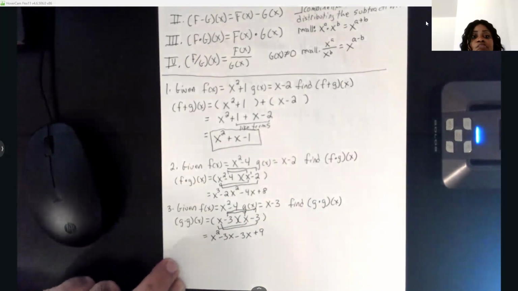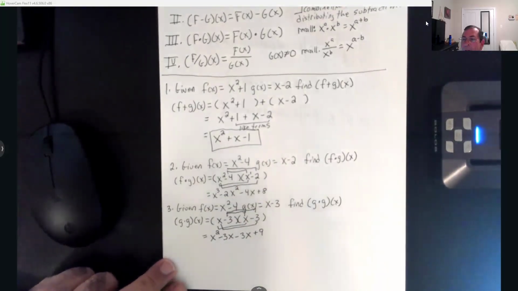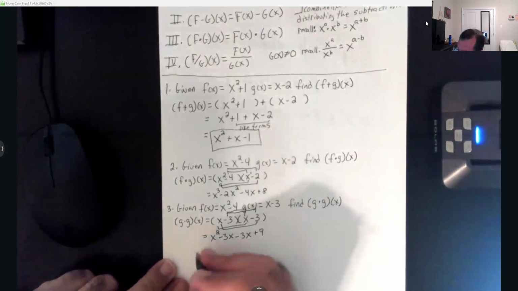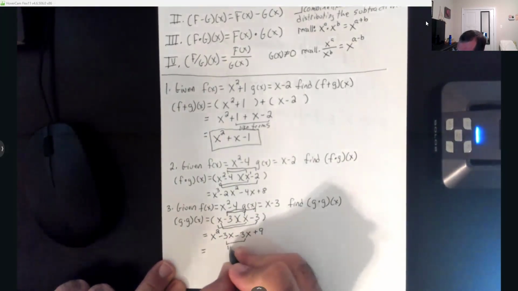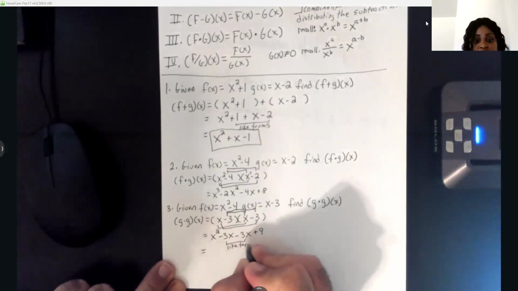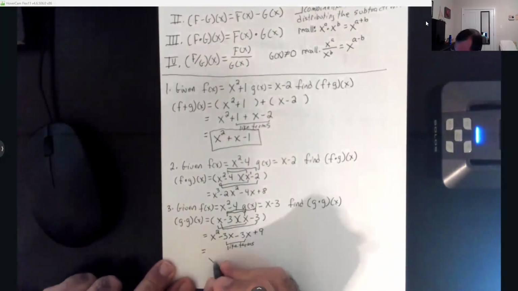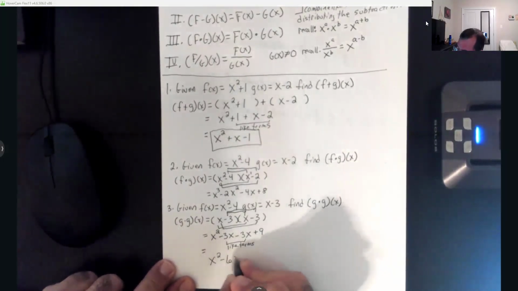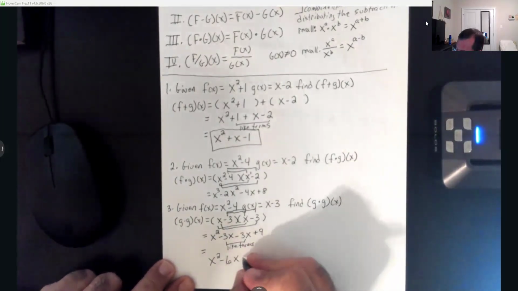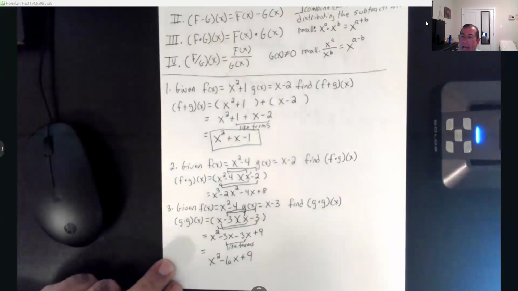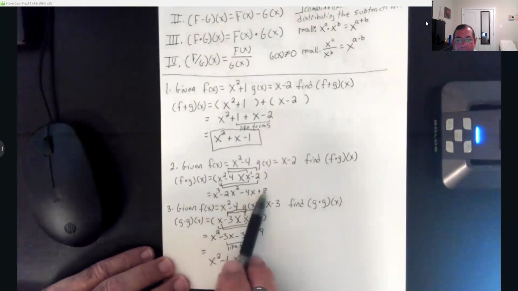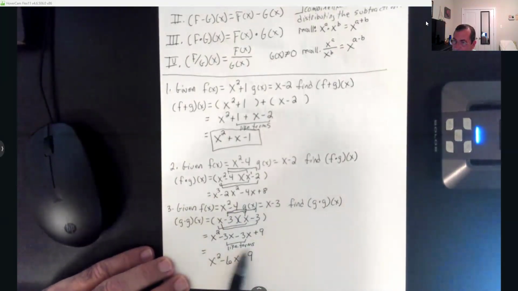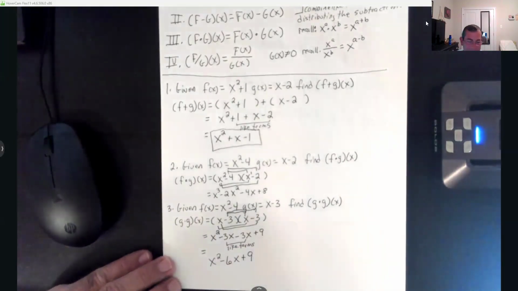Now, can this one go further? Definitely, because in the middle I have negative 6x. So I get an x squared minus 6x, and then bring down my plus 9. So when you FOIL, sometimes you don't have like terms, sometimes you do. If you do have like terms, you've got to combine those, okay?